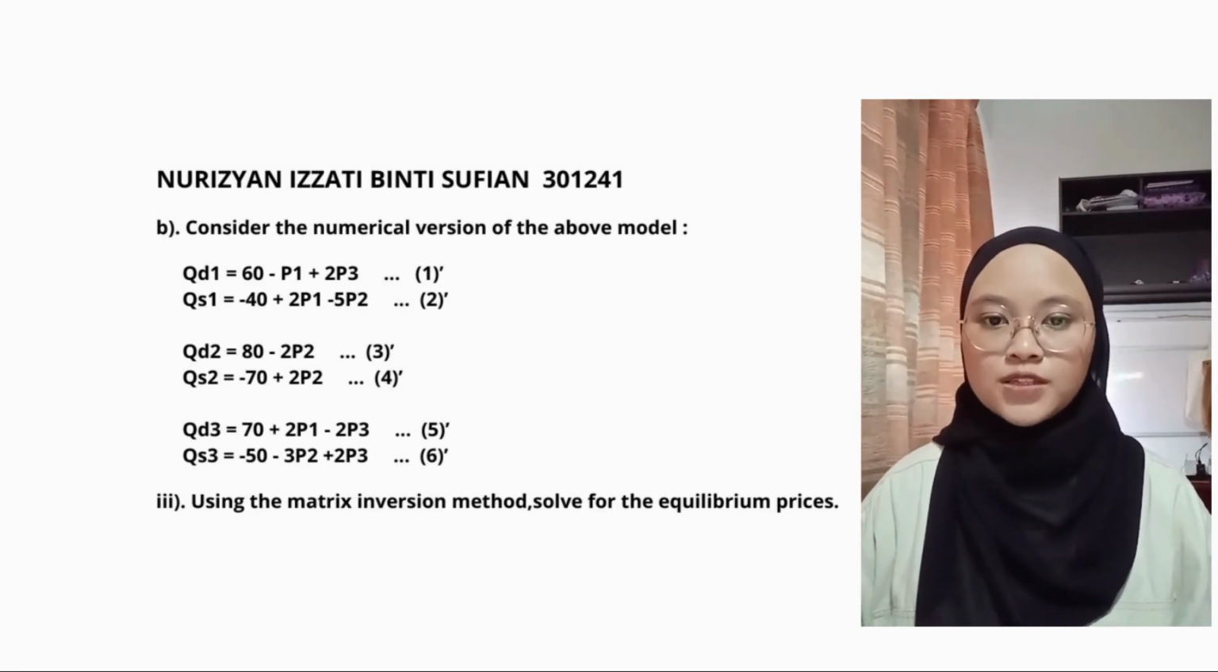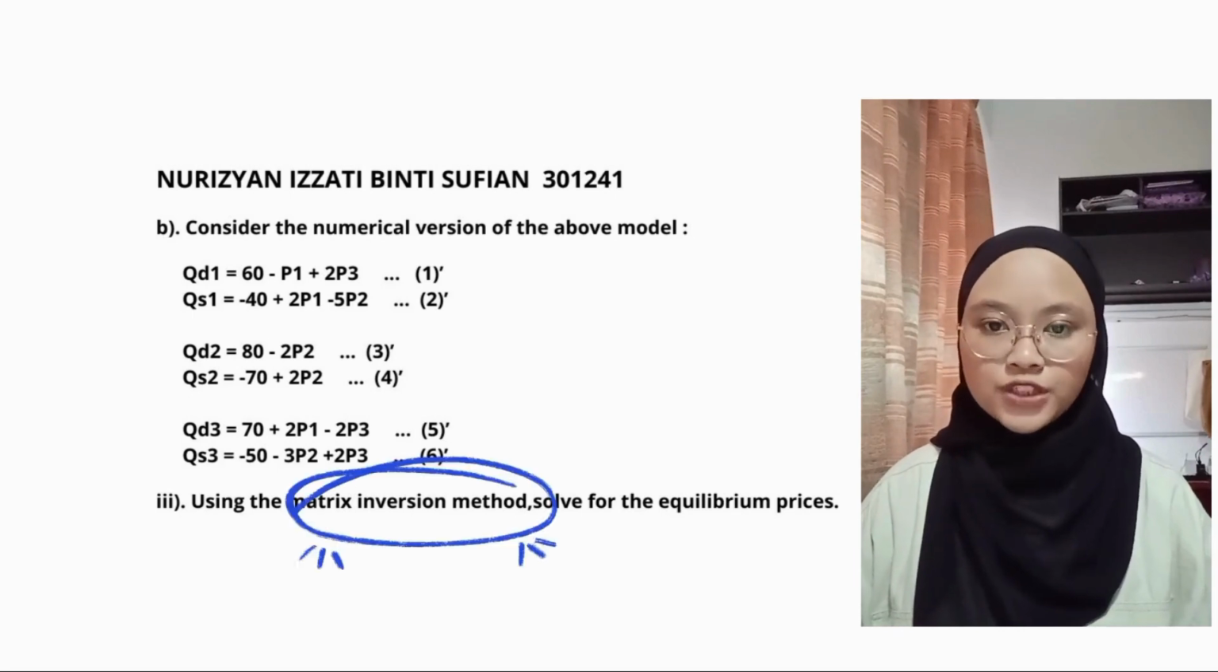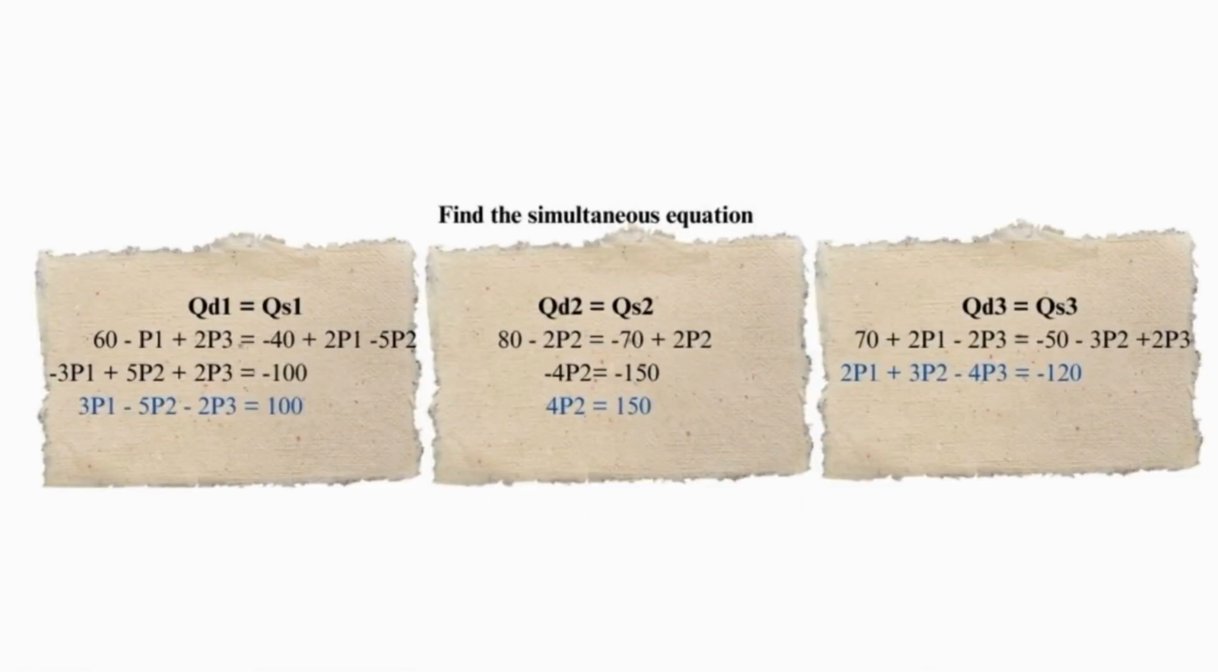I will be answering question D3, which is solving the equilibrium prices using the matrix inversion method. To find the simultaneous equations, we need to use the equilibrium condition, which is QD equal to QS. For example, for the first equation, after we arrange QD1 equal to QS1, we will get 3P1 minus 5P2 minus 2P3 equal to 100. Use the same step to get the second and third equations.